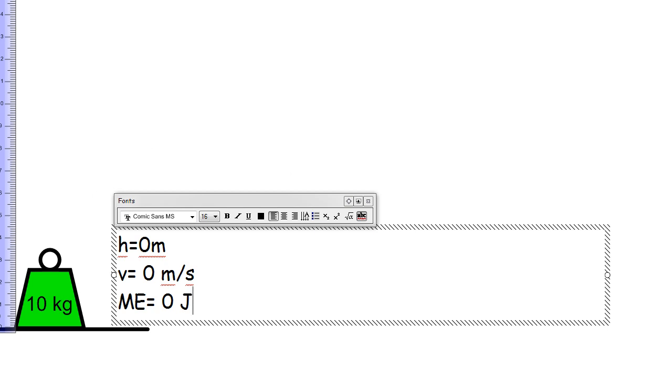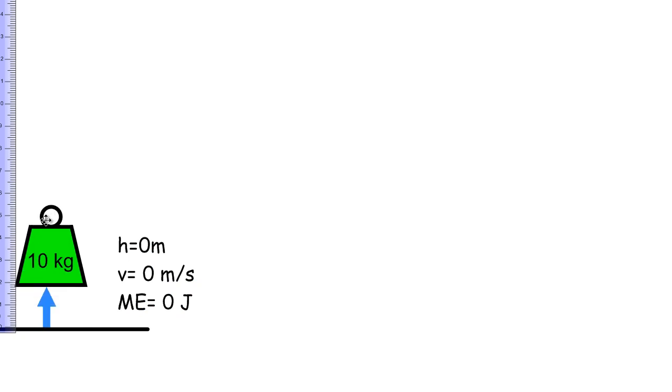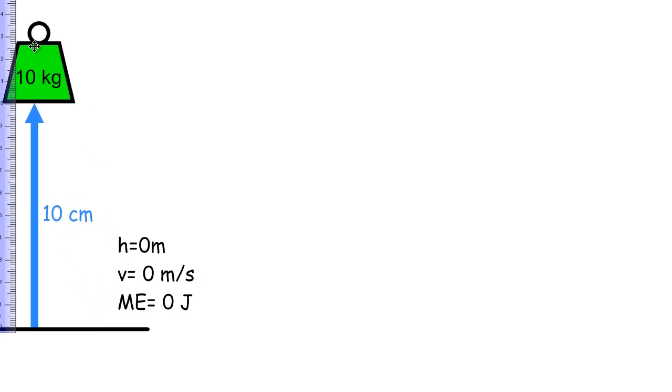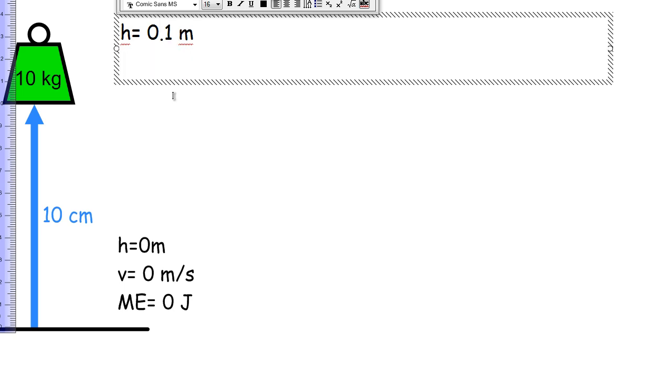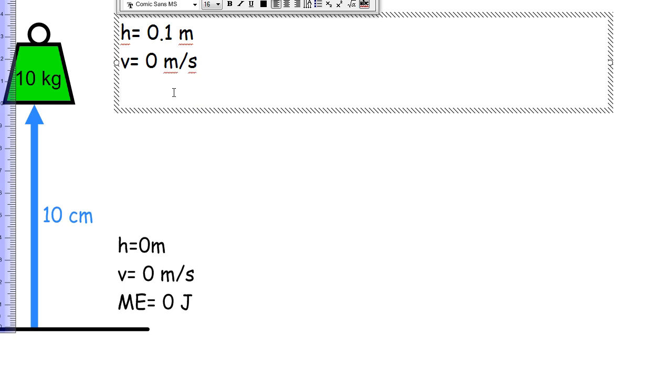Now I'm going to lift the block from 0 up to 10 centimeters. So I'm increasing the height of the block. And let's relook at the energy at this location. The height is now 0.1 meter. Its velocity, it is stationary still, or it's moved up and then it stops, so it's 0 meters per second. And because it has a height now and still no velocity, its mechanical energy is going to be just equal to its potential energy, which is mgh.